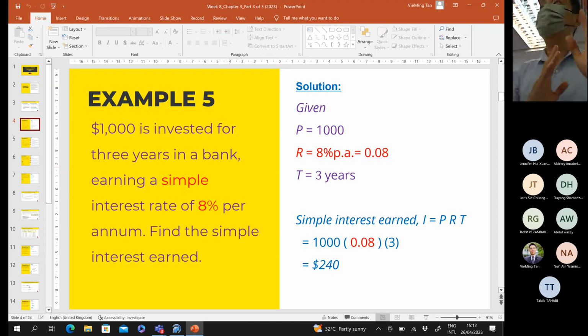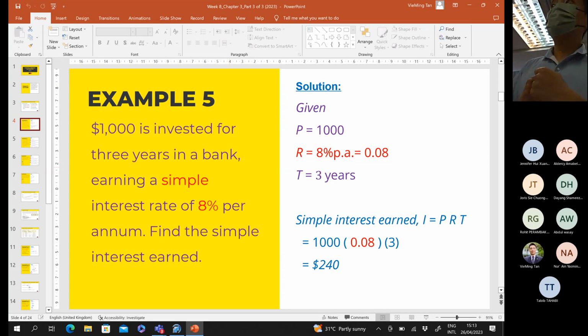Let's try to do a revision again based on this example, for applying the simple interest formula. This question: 1,000 is invested for 3 years in a bank, earning a simple interest rate of 8% per annum. Find the simple interest earned. So we know that 1,000 is the P. So we write down P is 1,000. For how long?